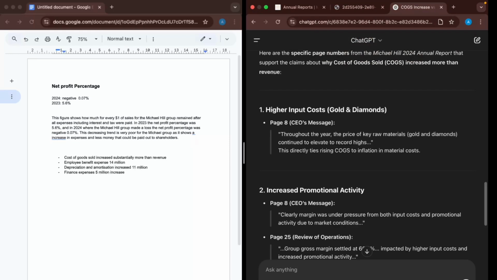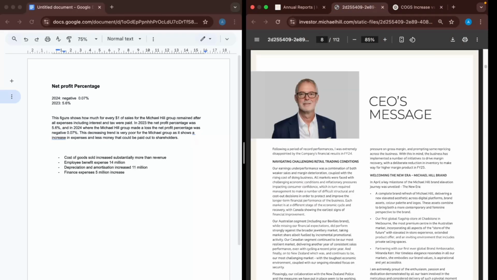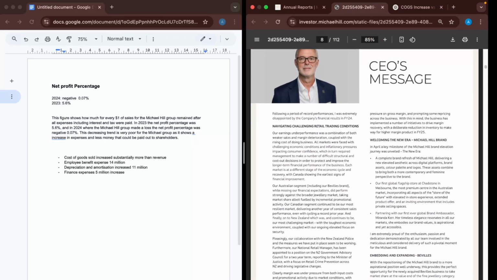Okay, so we're starting off with here, guys. We're looking at the higher input costs. So that is included in our cost of goods sold. Remembering our cost of goods sold is the cost to make those goods. So diamonds, gold, other precious metals that will be used in Michael Hill's jewelry. So we'll have a look at the CEO's message here on page 8. So we'll just come over here, page 8, and we'll see what he has to say here.